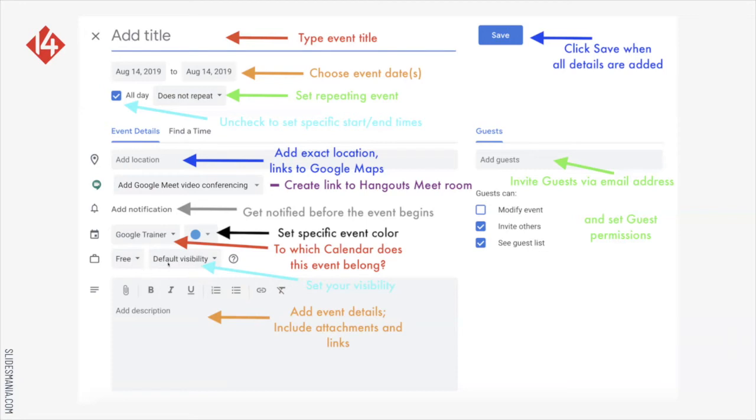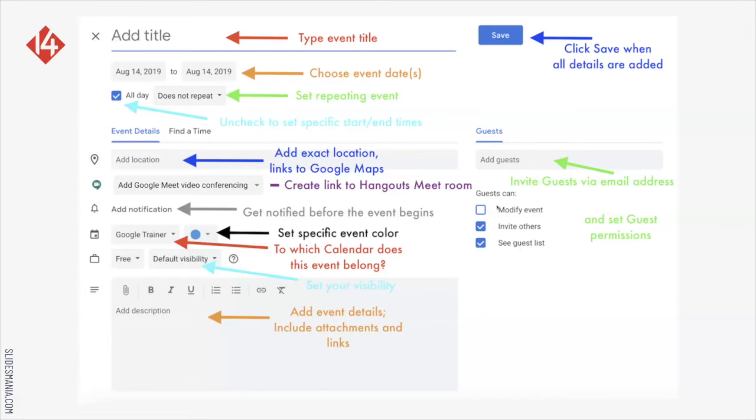This is your visibility status if other people have access to your calendar and your schedule. And then you can add event details. You can include links. You can include bulleted lists and attachments. So this is very feature rich. You can add pretty much everything, for example, a meeting attendee would need if they were coming to your meeting.